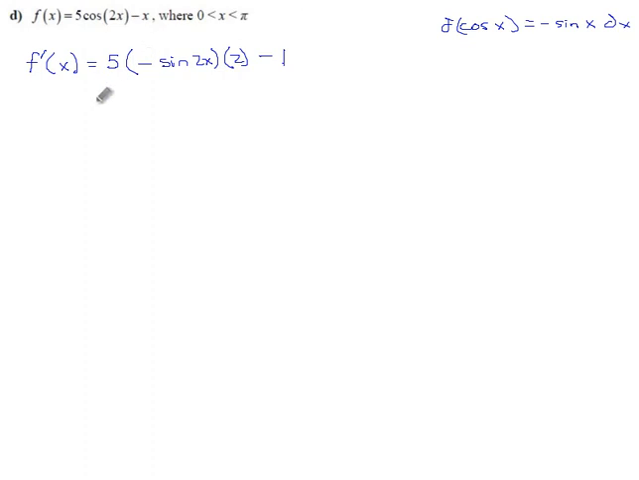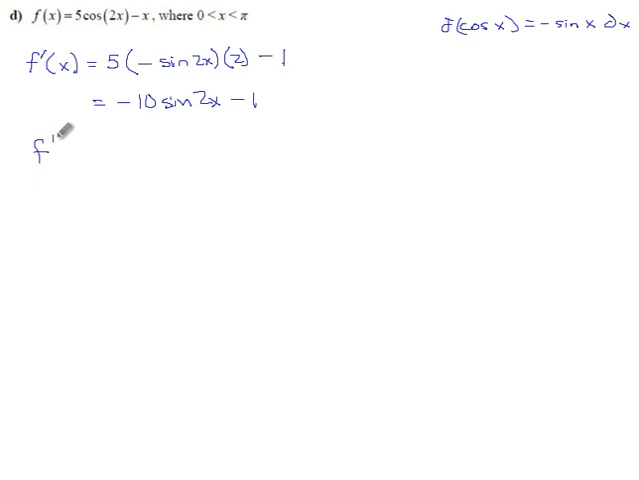No, that's way too horrible to leave that way. For coefficients, we have 2 and 5 and a negative sign, so negative 10 sine 2x minus 1. That's our first derivative.